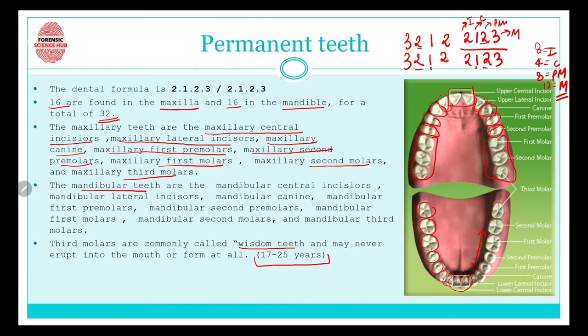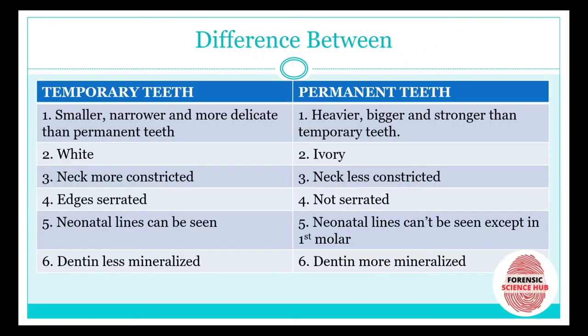So I hope you understood what permanent teeth are, what the formula of permanent teeth is, and where the different teeth are located. Now let's look at a few differences between them. The temporary teeth are smaller, narrower, and more delicate than the permanent teeth. The permanent teeth are heavier, bigger, stronger. If you look at the color, the temporary teeth are white, whereas permanent ones are ivory. In temporary teeth, the neck area is more constricted, whereas in permanent teeth, the neck area is less constricted.